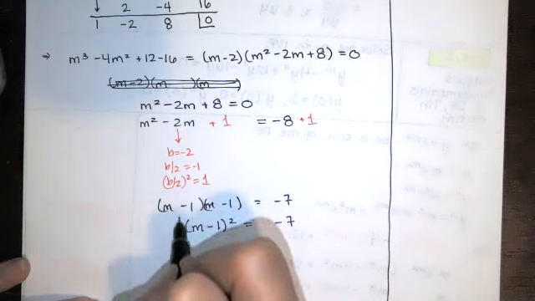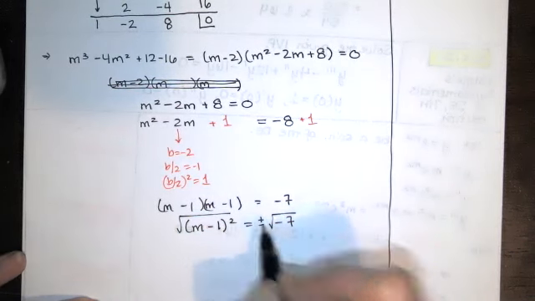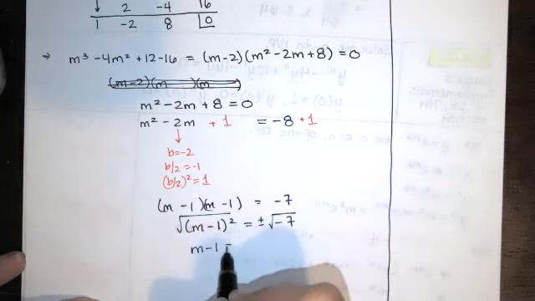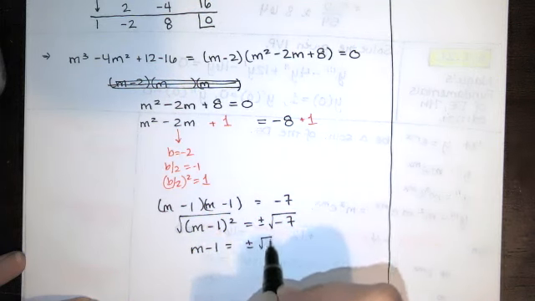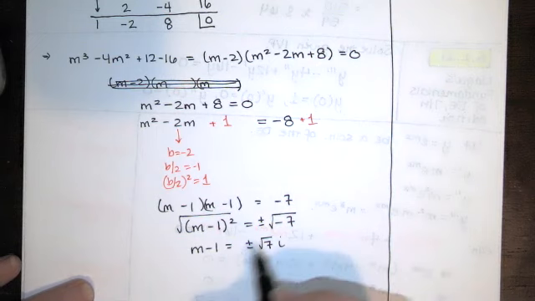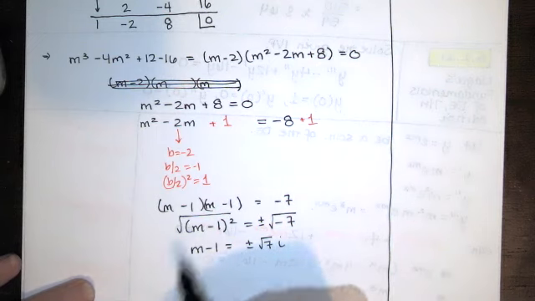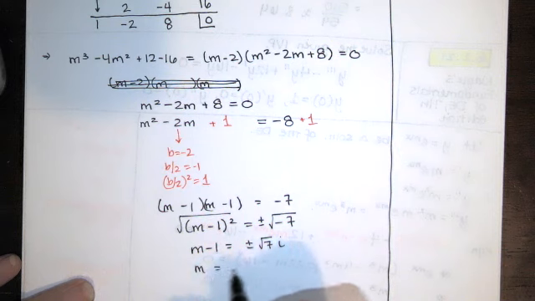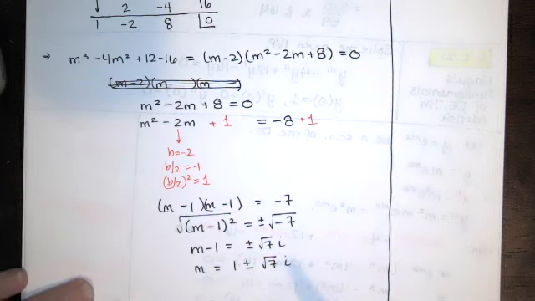And then if you take the square root of both sides, don't forget the plus or minus on this side, you have m minus 1 equals plus or minus square root of 7 times I, because the square root of negative 7 is square root of 7 times I. Add 1 to both sides, and you have 1 plus or minus square root of 7 times I, and that's two different roots.